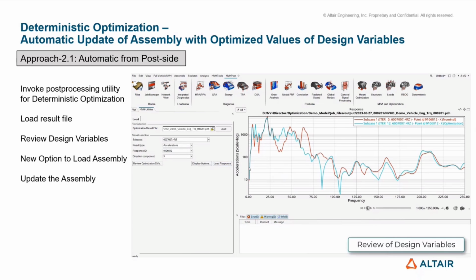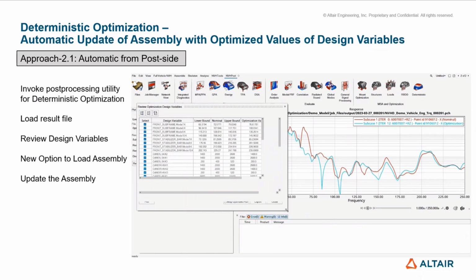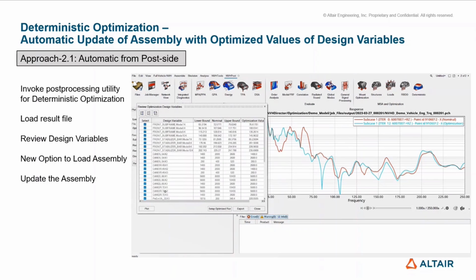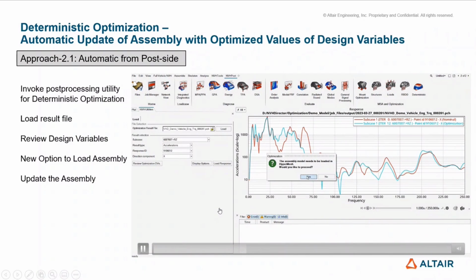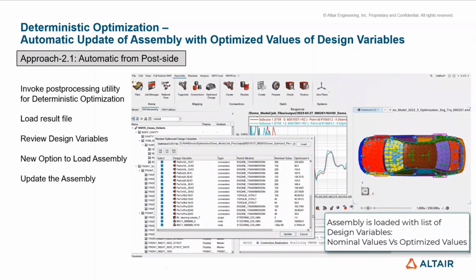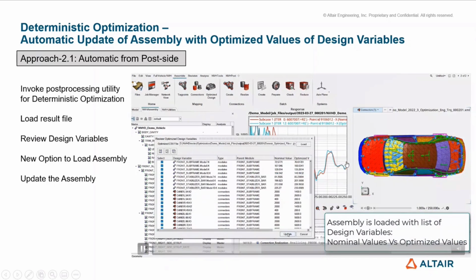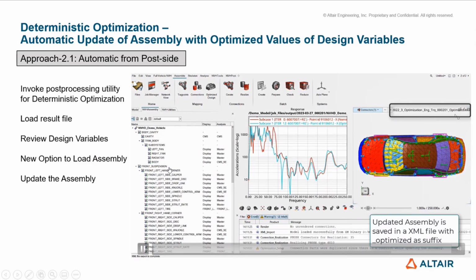Then once the response comparison is done, the next step is the user can go and review the design variables. This is where you will see the information of the design variables. And in this option, we introduce setup optimized run. If you click on this, it will load the complete full vehicle assembly. It will also load the GUI with information on design variables as well as their nominal and optimized values. User can select and just hit update.